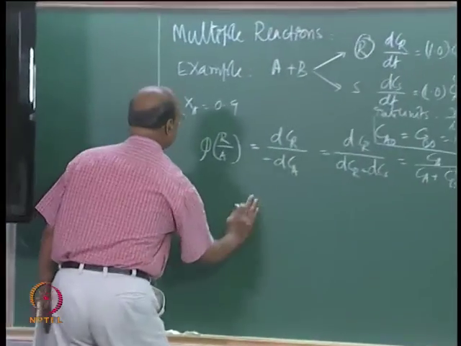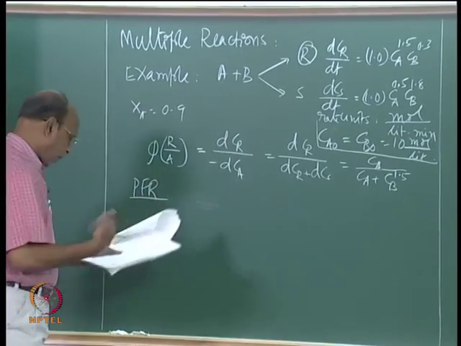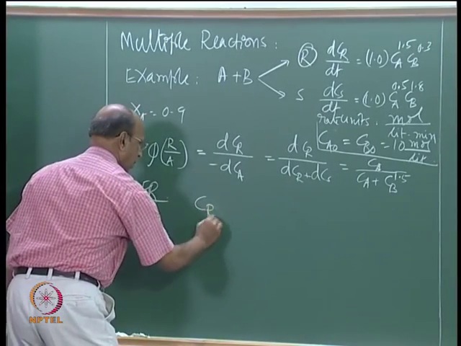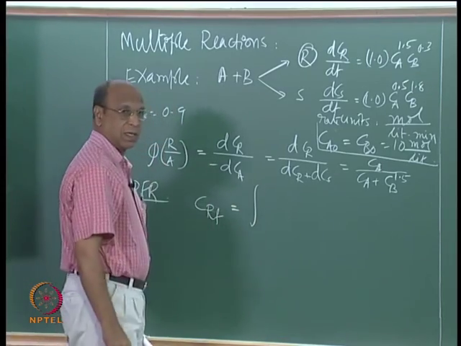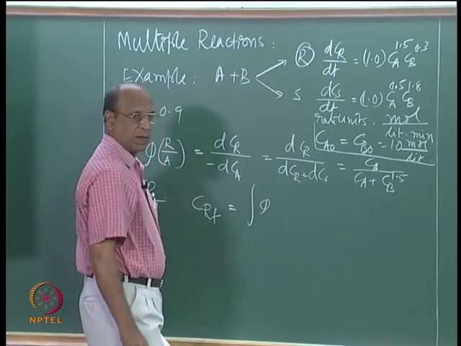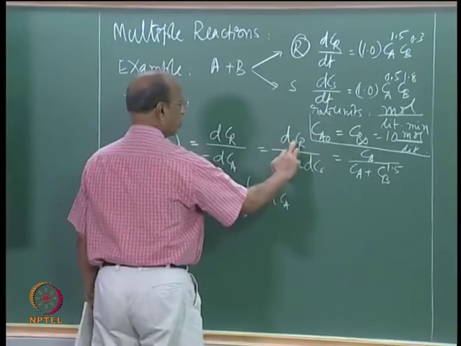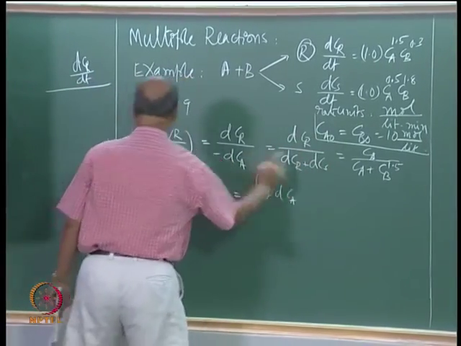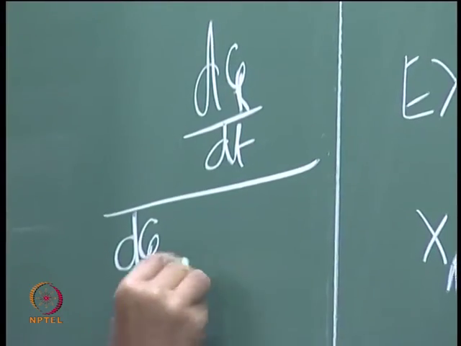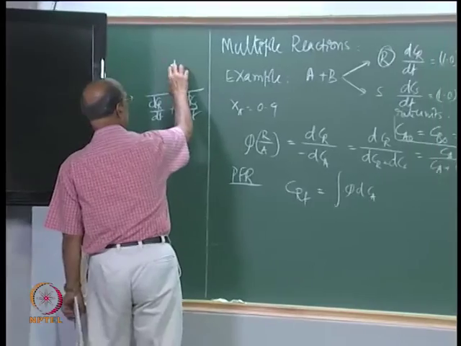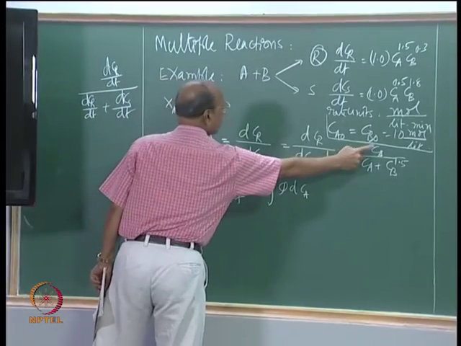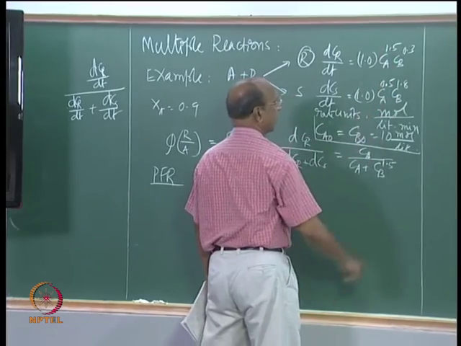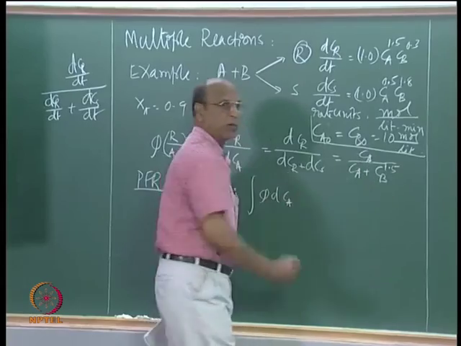Now let us take PFR. What is the definition to find out CR? CRF equal to integral of phi into dCA. See, this one is dCR by dt, then the other one is dCR by dt plus dCS by dt. Substitute dCR by dt here, and also these two added, then cancel out whatever is possible, because 0.5 and 0.5 will get cancelled, 0.3 and 0.3 will get cancelled, that is why you get 1.5.